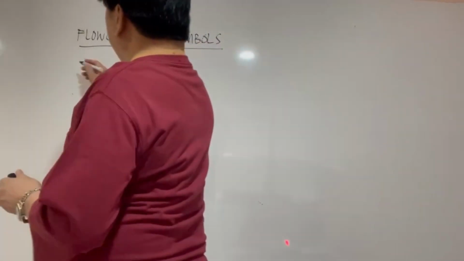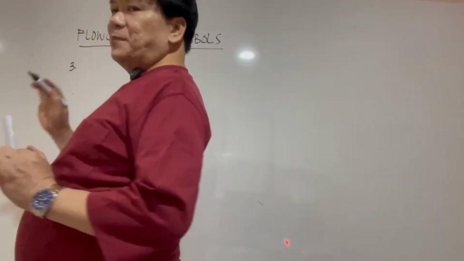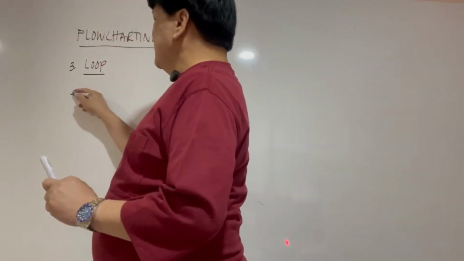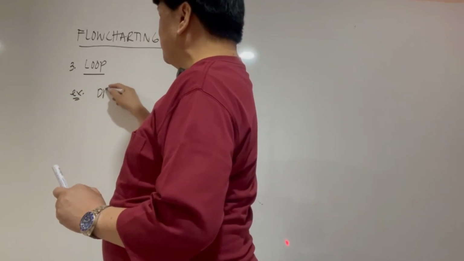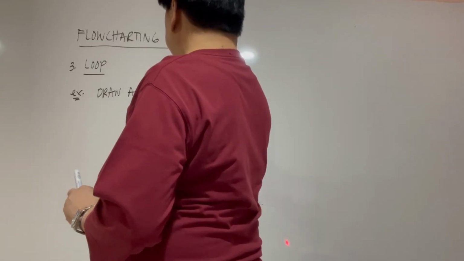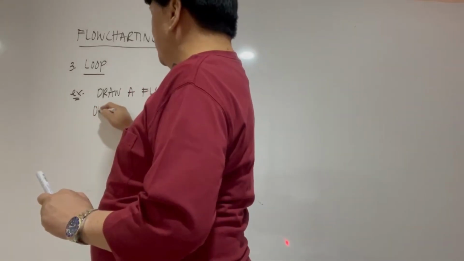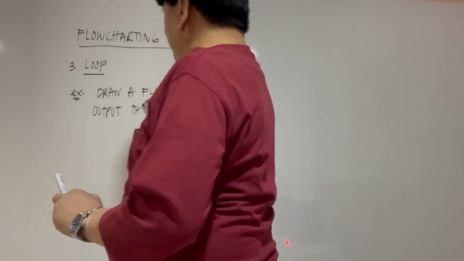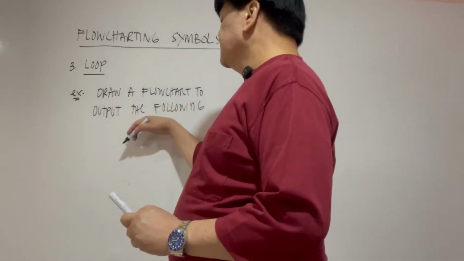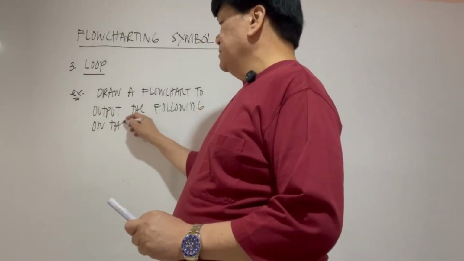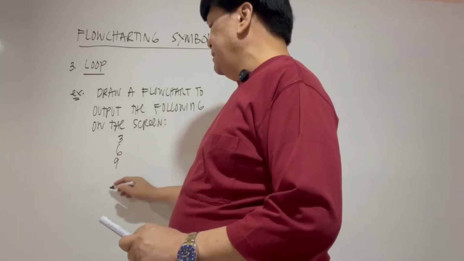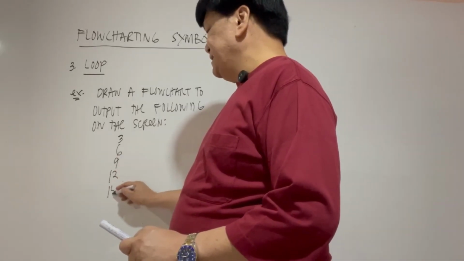And the third one is, let's have an example this time for the loop control structure. Let's say you are going to draw a flowchart to output the following on the screen. Let us just have this example first. To output the following on the screen: numbers 3, 6, 9, 12, 15.